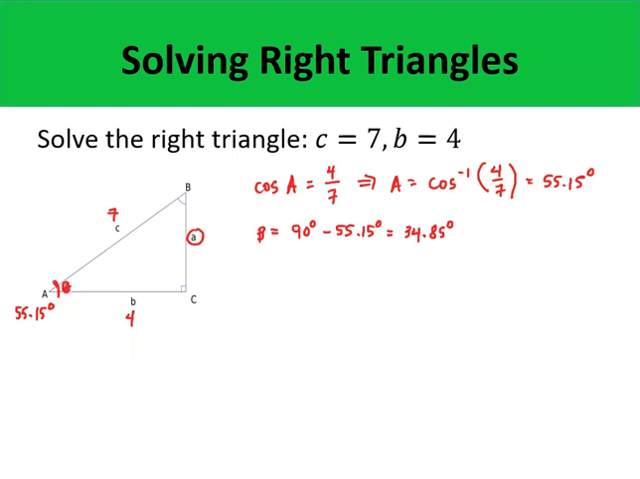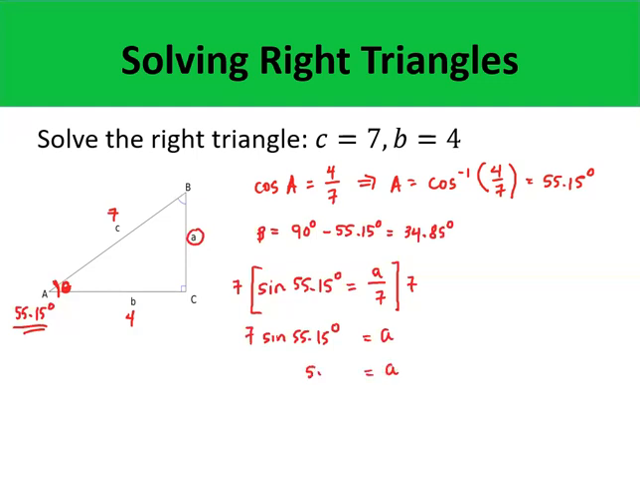In this case, if we use 55.15 degrees as our angle theta, the side small a is the opposite side, and we can use either the adjacent side or the hypotenuse. Let's use the hypotenuse. So sine of 55.15 degrees is equal to the opposite side, which is a, over the length of the hypotenuse, which is 7. Multiplying both sides by 7 gives us a is equal to 7 times sine of 55.15 degrees. 7 times sine of 55.15 is 5.74 units.